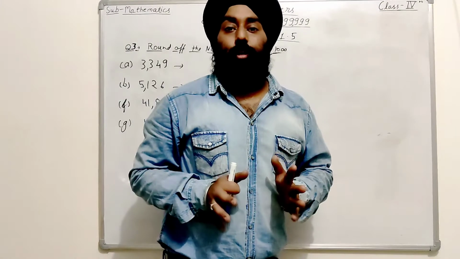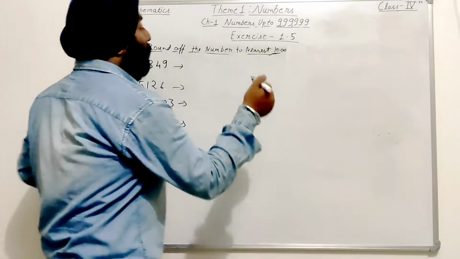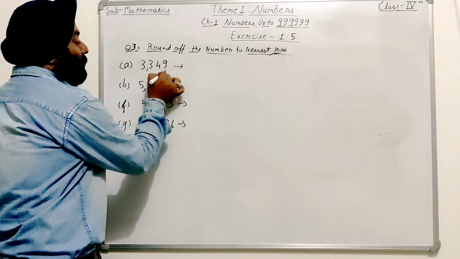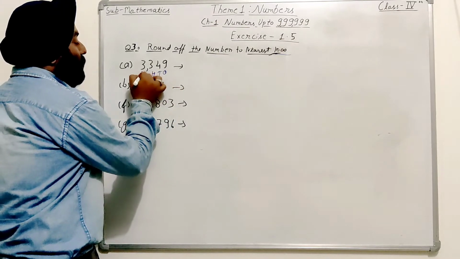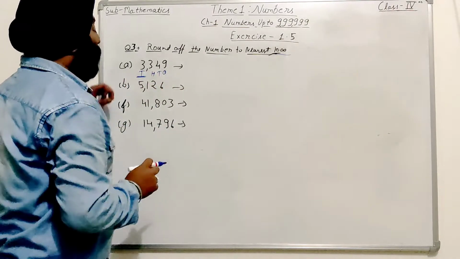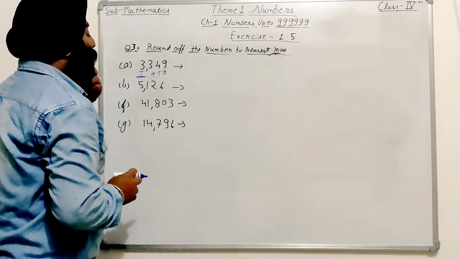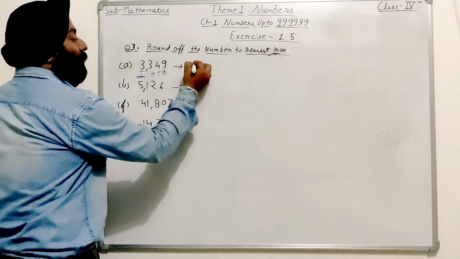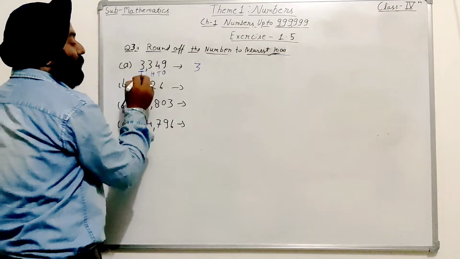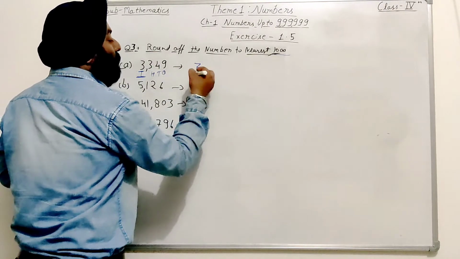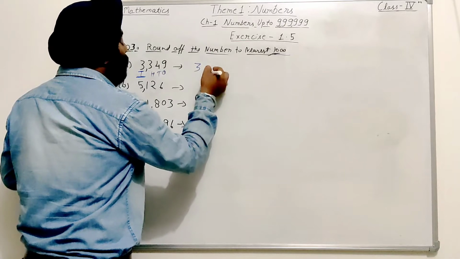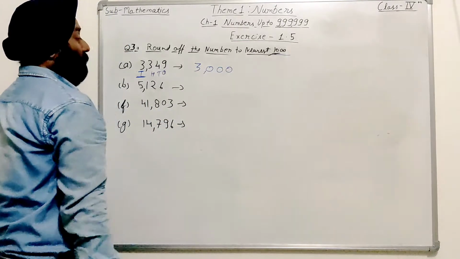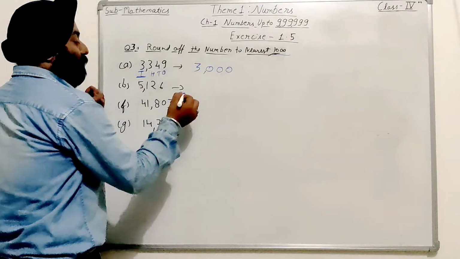Now the third question is to round off the number to the nearest 1000. So ones place, tens place, hundreds place and the thousands place. We have to round it to the nearest 1000. So we have to see the digit 3. Number 3 is on the thousands place. Afterward, 3 is in the category of 0, 1, 2, 3, 4, so there is no change. So 3000 is this.